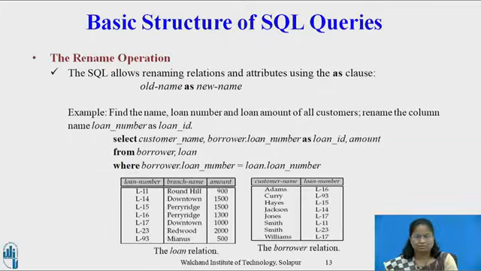SQL provides a mechanism for renaming both relations and attributes. It uses the as clause, taking the form old name as new name. The as clause can appear in both the select and from clauses. Example: find the name, loan number and loan amount of all the customers, and rename the column name loan number as loan ID. SQL command: select customer name, borrower.loan number as loan ID, amount from borrower, loan where borrower.loan number equals loan.loan number.